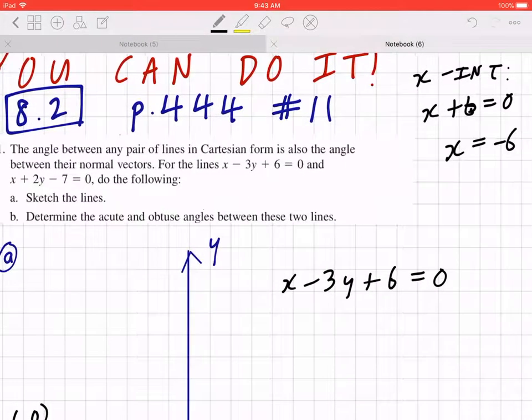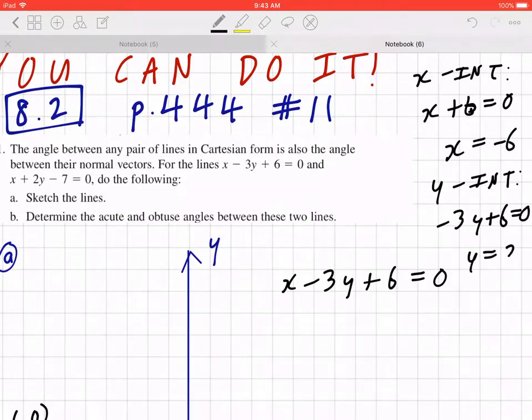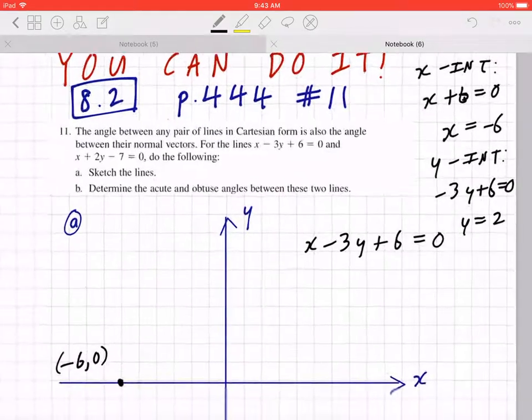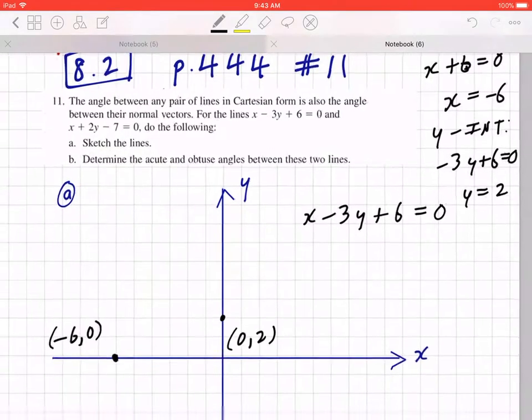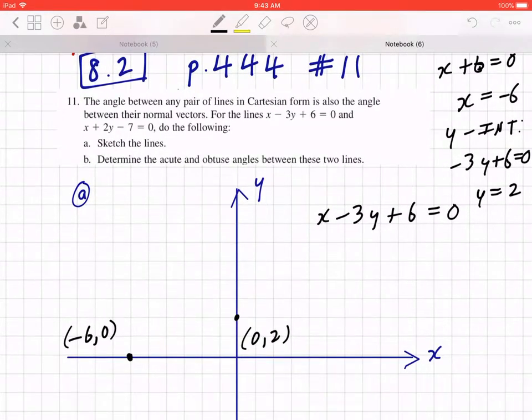Likewise, you can find the y-intercept. And to find the y-intercept, you have to set x to be 0, solve for y. So in this case, y equals to positive 2. So again, you go back to the graph. On the y-axis, go up by 2. Make sure you label this point 0, 2. Draw a straight line. Make sure you connect them with an arrow at the end, just like that.